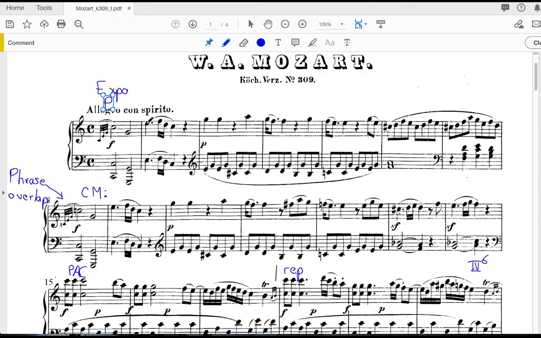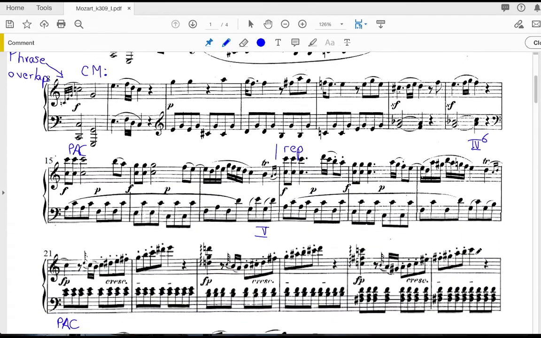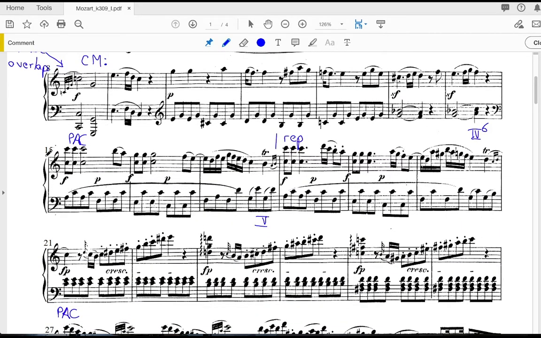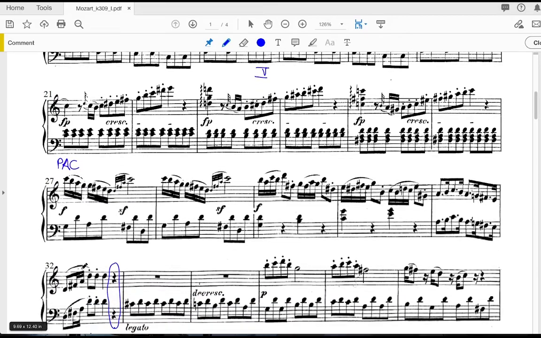But in any event, we have that 8-bar opening, the overlapped modified 8-bar repetition, and then that section starting at 15 that's trying to find some way of cadencing in the tonic and manages to finally cadence in the tonic in measure 21.